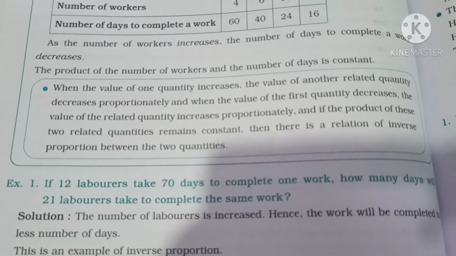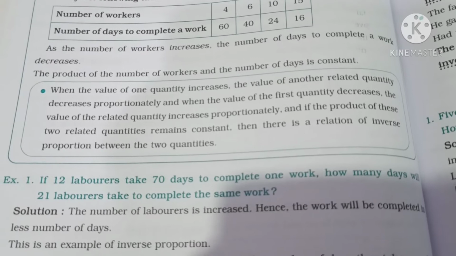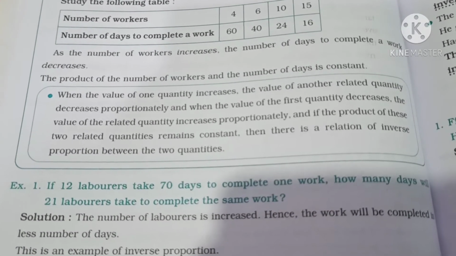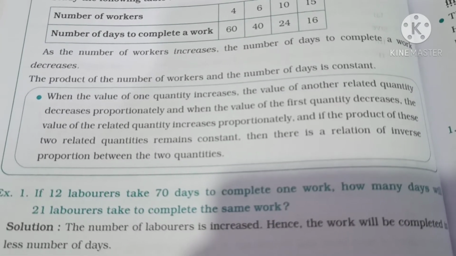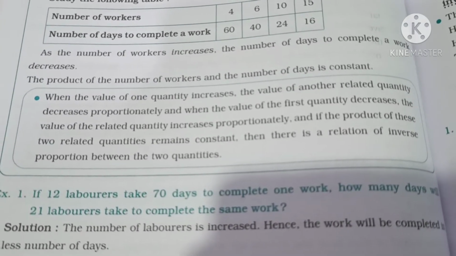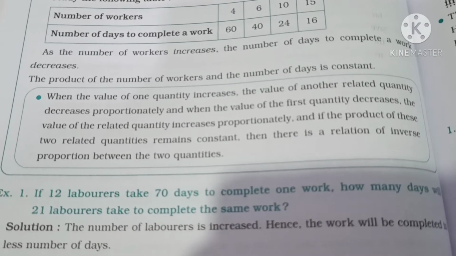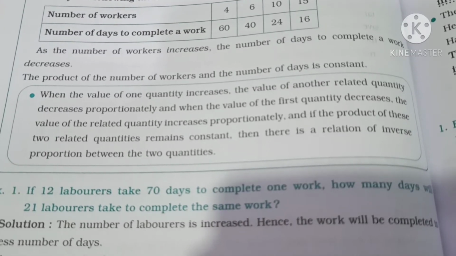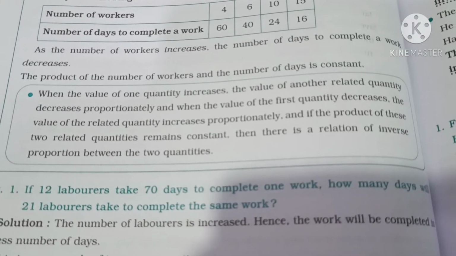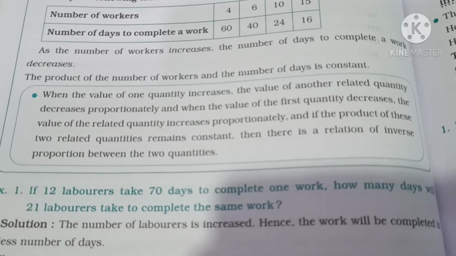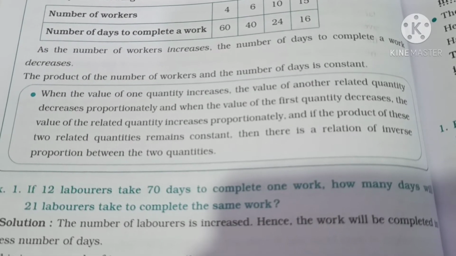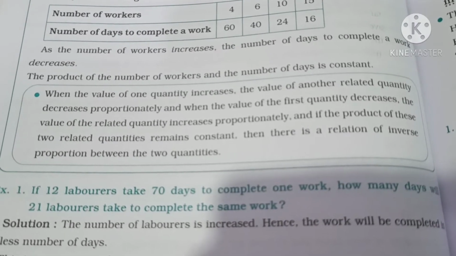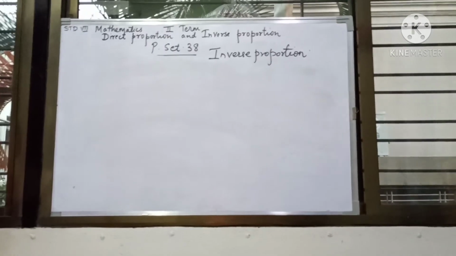When the value of one quantity increases, the value of another related quantity decreases proportionately. And when the value of the first quantity decreases, the value of the related quantity increases proportionately. And if the product of these two related quantities remains constant, then this relation shows inverse proportion between the two quantities. So here this chart or this example shows inverse proportion. Examples from practice set 38.